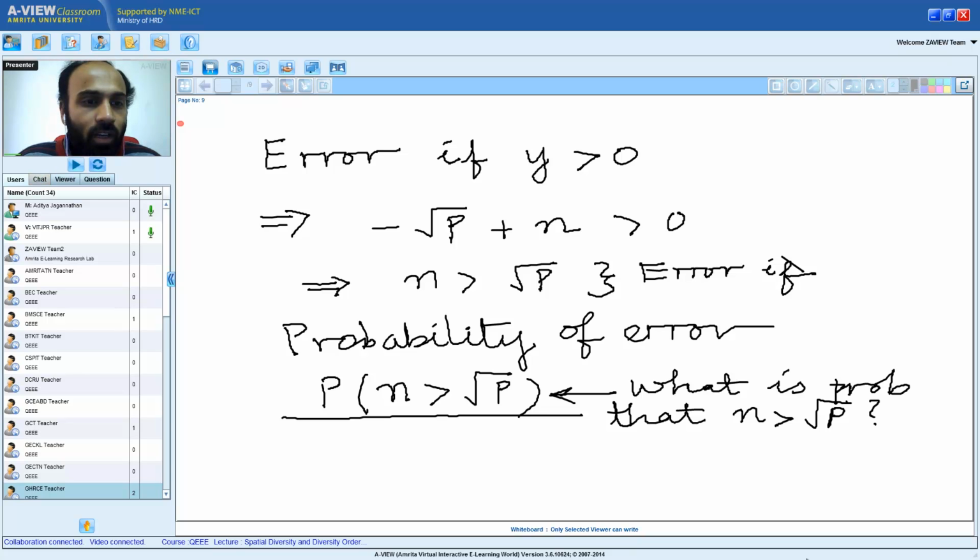VIT Jaipur, can you hear me? Okay, so I am getting an answer. The probability is 1 minus p, where n is less than square root of p. How will I compute the probability that n is greater than square root of p or n is less than square root of p? Can someone tell me the answer to that question? Yes, I can hear you. Can someone tell me the answer? How will I compute the probability that n is greater than square root of p?